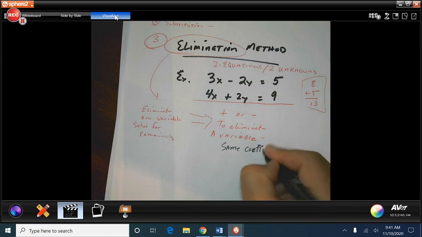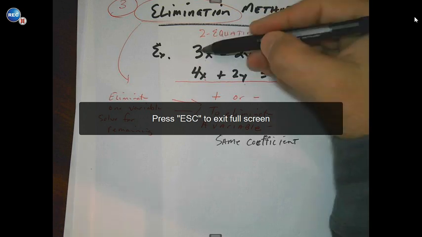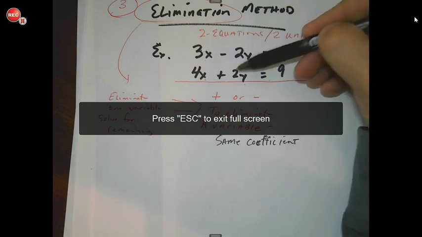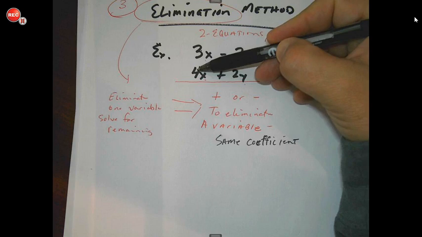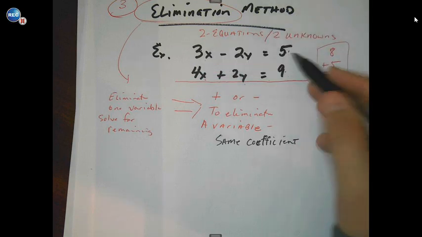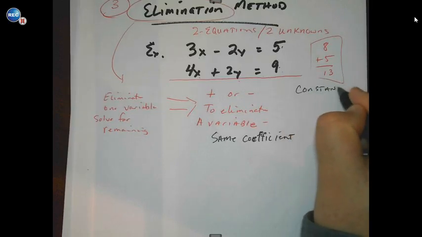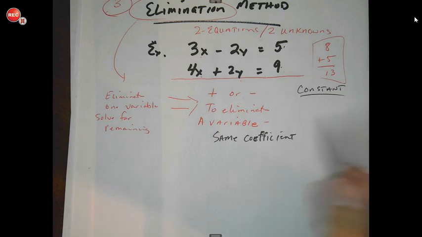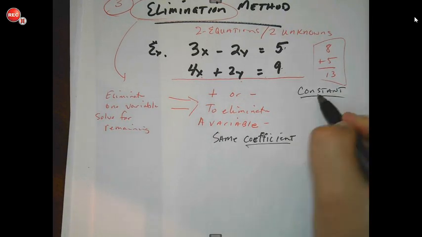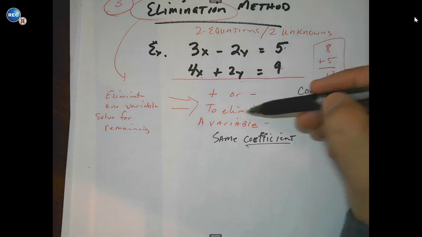Now coefficient, if you don't remember from your algebra last year, is the number that's in front of the variable. So 3 is a coefficient, 2 is a coefficient, 2 is a coefficient, 4 is a coefficient. These numbers are not called coefficients because there's not a variable behind them. They're called constants, C-O-N-S-T-A-N-T. So we've got coefficients and we've got constants, and these are all part of the equations. And we need to eliminate a variable.